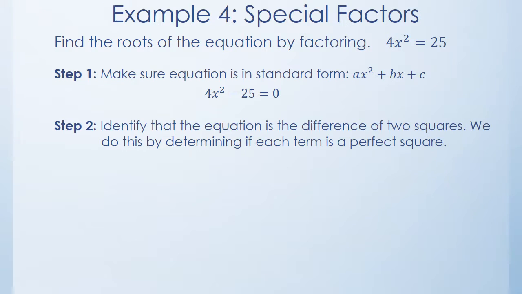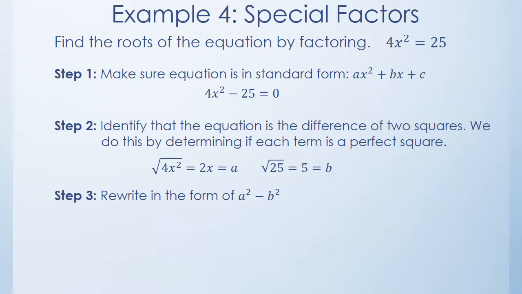Then I need to identify that the equation is the difference of two squares. We're going to do this by determining that each term is a perfect square. The first term is 4x squared. You can take the square root of 4x squared, which is 2x, and that's going to be my a value. Look at the value at the end. It's 25. The square root of 25 is 5. That's going to be my b value.